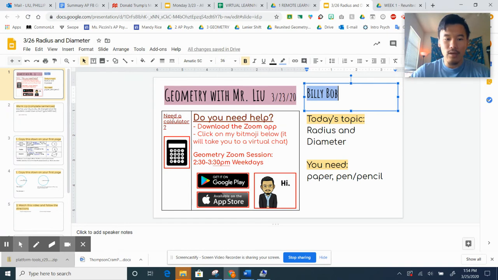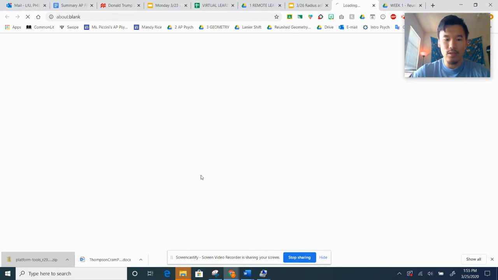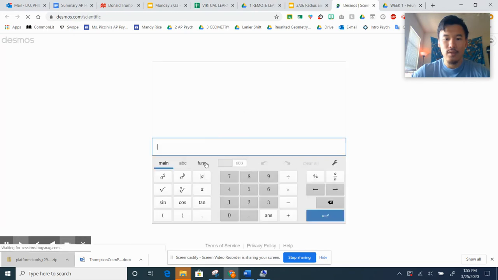As a reminder, if you need a calculator, you can click right here where it says you need a calculator, and you click on the calculator icon and it will take you to this link, and it's all the calculator functions that you need.